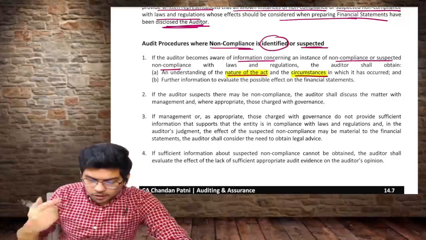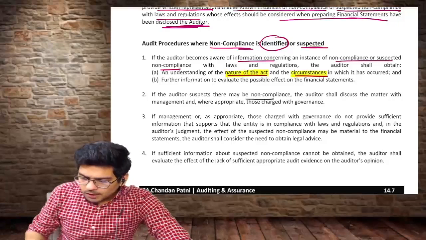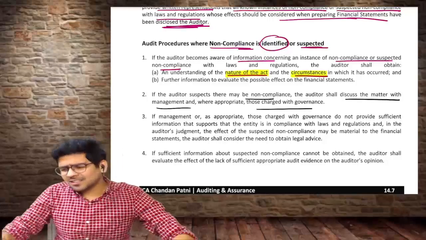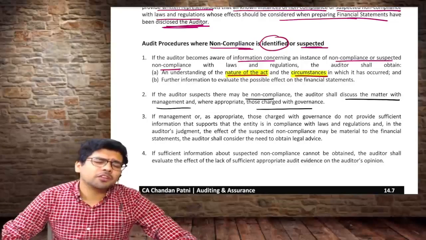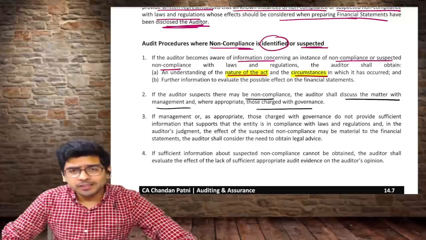Now, if the auditor suspects that there may be non-compliance, the auditor shall discuss the matter with the management and TCWG. Obviously, in any case where you find non-compliance or have a doubt regarding any non-compliance, discuss the matter with TCWG and the management.